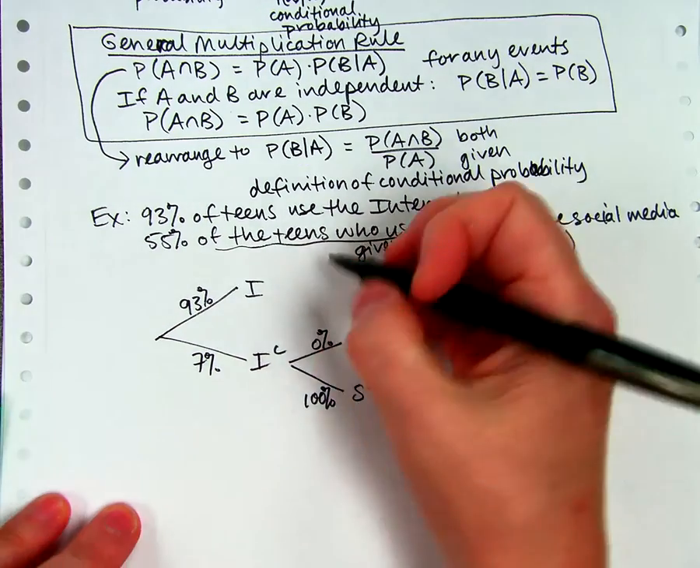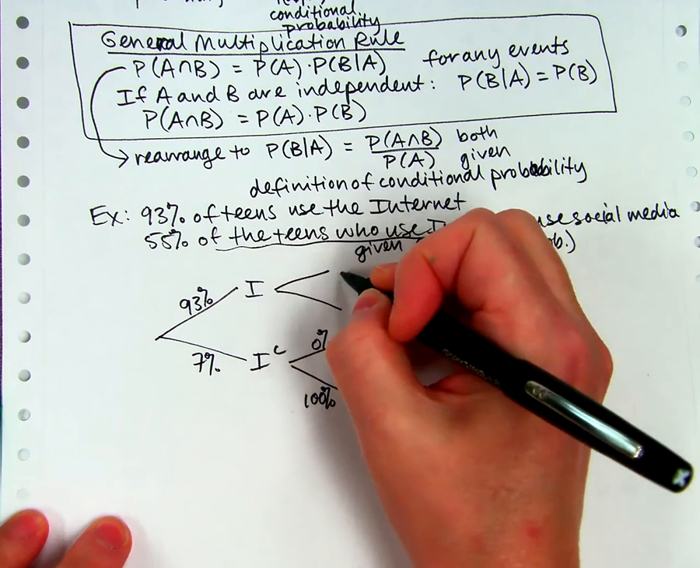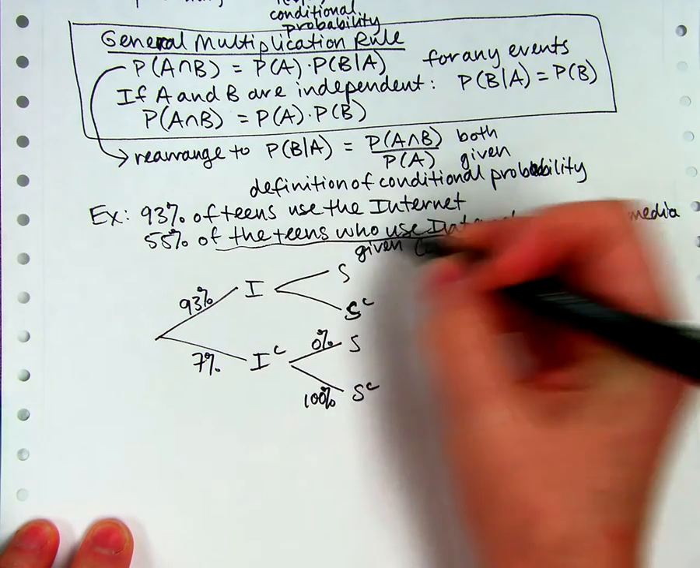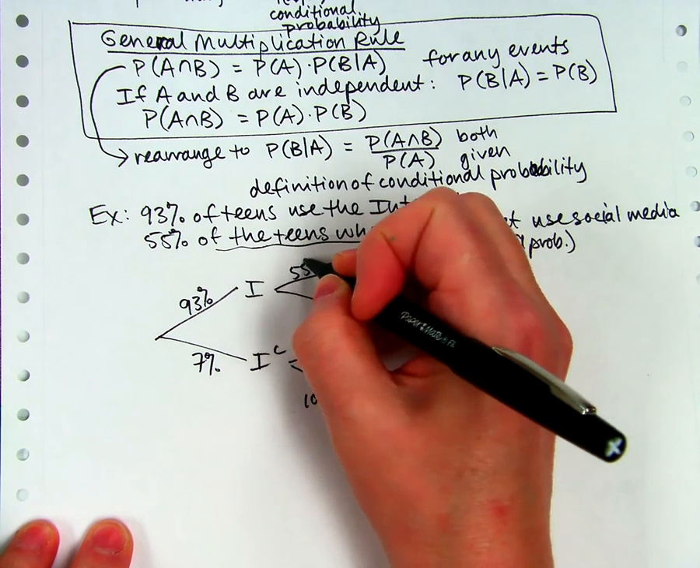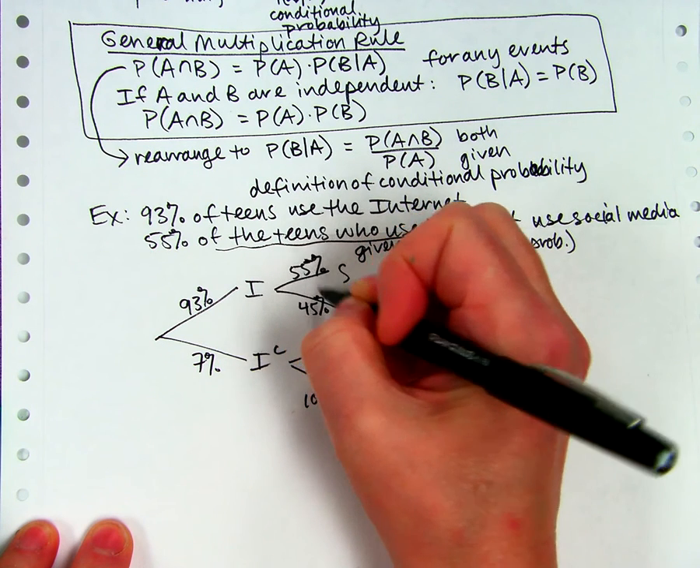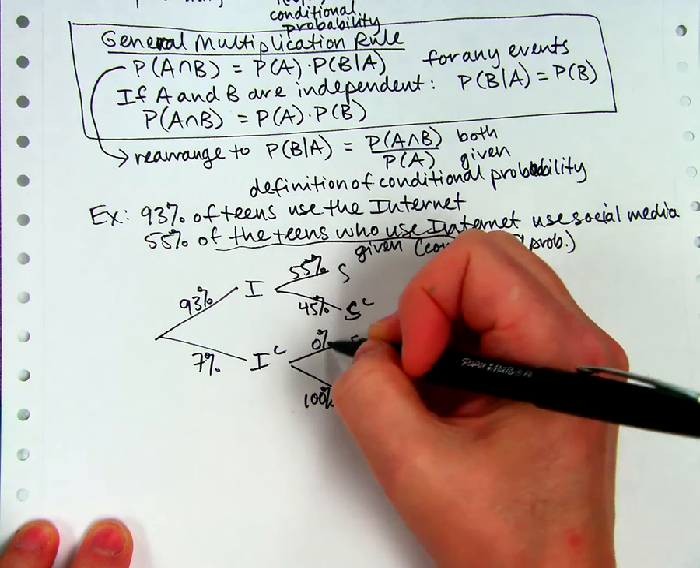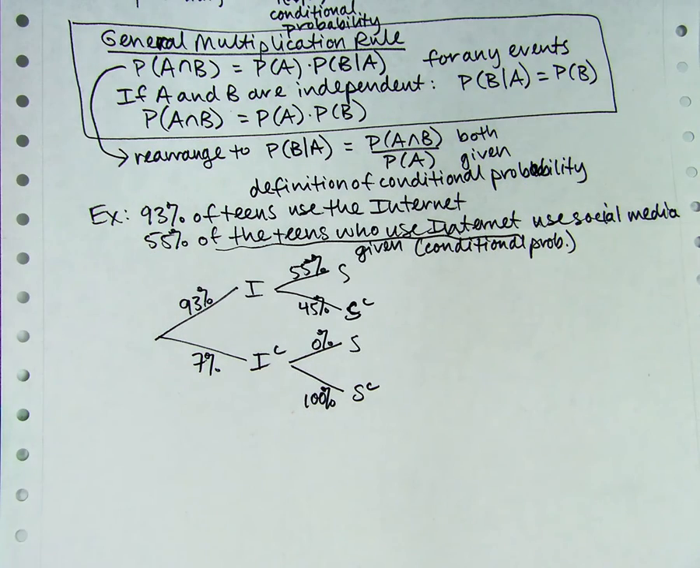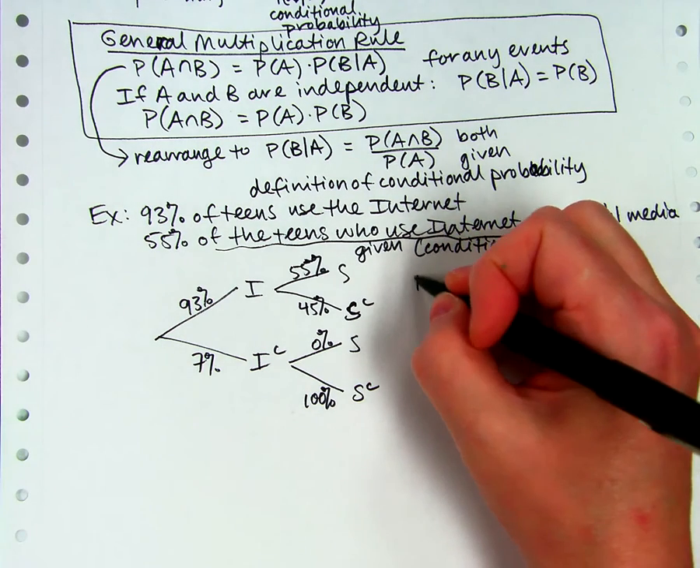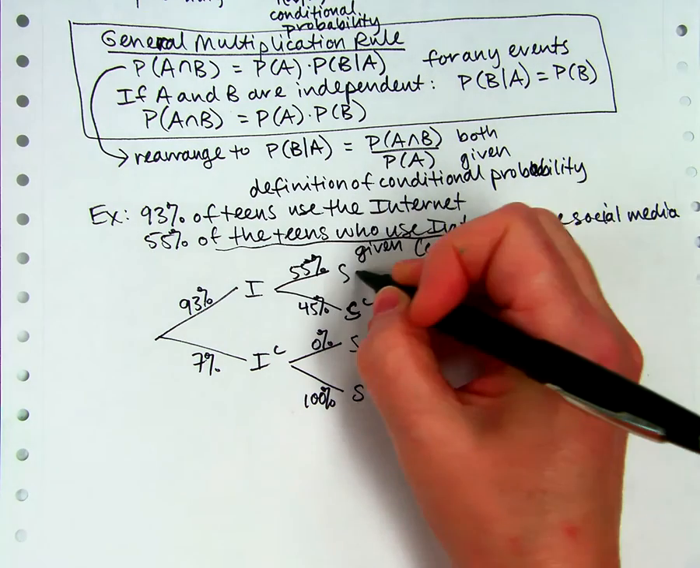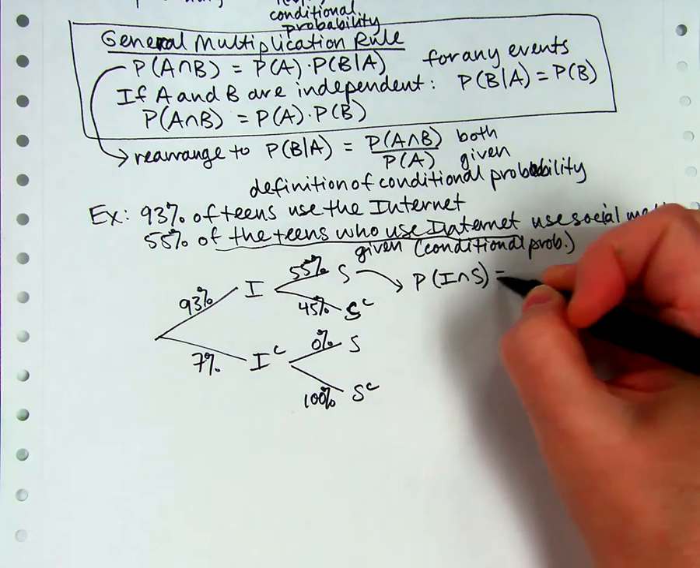All right, so this is the more interesting branch up here. If they use internet, social media versus not social media, that's the 55% that I gave you. And this is 45% because that's what makes it add up to 100. These also add up to 100, but they're very different from these. All right. So then if I asked you to find the probability of the internet and social media, that's this branch, you would multiply those together.